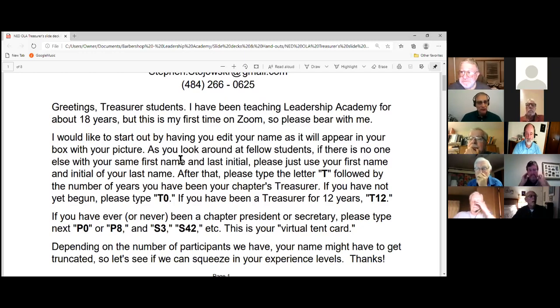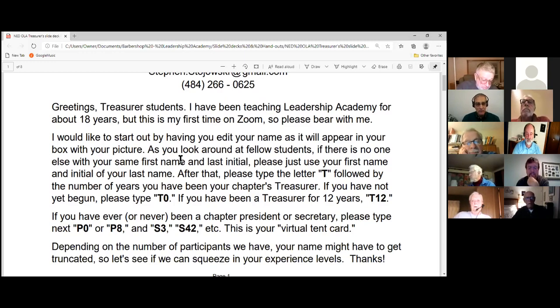As you take a look at this first slide, that big paragraph tells you how to put the T0 or the T number, the number of years you've been treasurer, number of years you may or may not have been president, number of years you may or may not have been secretary. That's kind of interesting for me to know. And as I glance at your faces, I can see all that information encoded in just a very economical way.